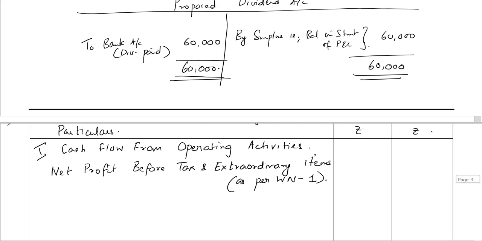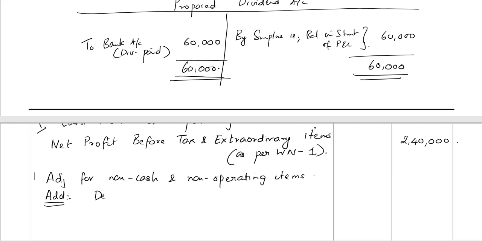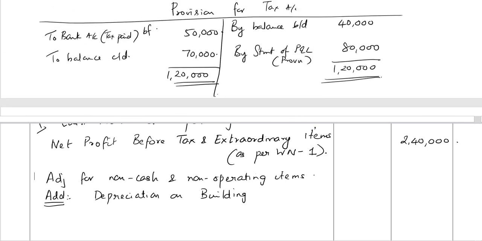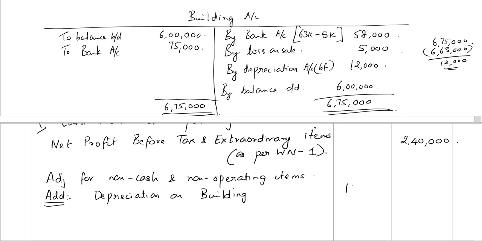We'll take this to the operating activities. 2,40,000 rupees. We will make adjustments for non-cash and non-operating items. Let's begin with the items to be added. Depreciation on building, as per the building account, there's a depreciation on building for 12,000 rupees.